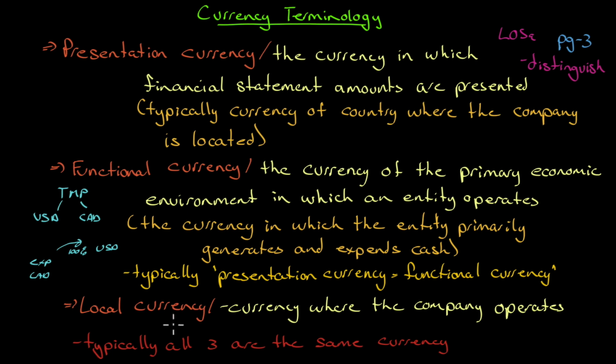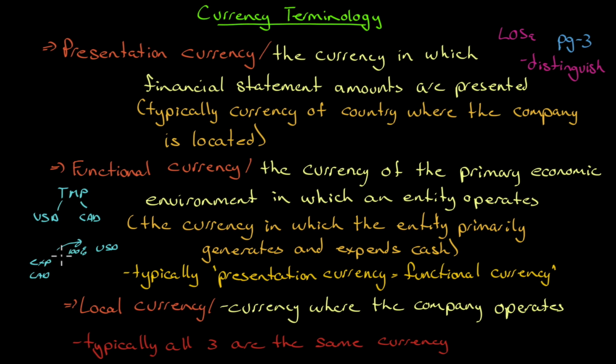The local currency, that's easy. It's the currency where the company operates. So for the Toronto Maple Leafs, the local currency is Canadian. Its presentation is Canadian. We just haven't figured out what the functional is. For the exporter, the local currency is Canadian. The presentation currency to CRA is Canadian. We just haven't figured out the functional.